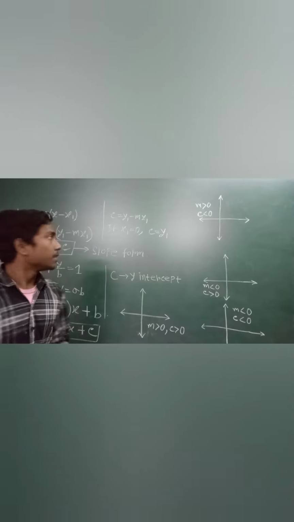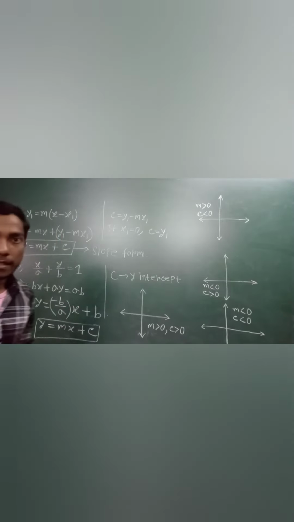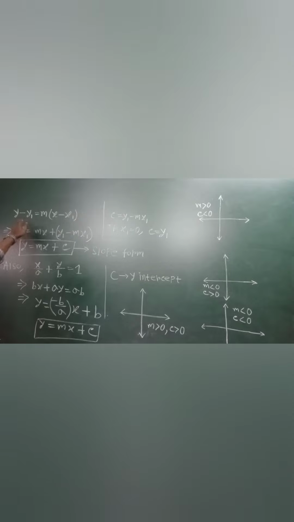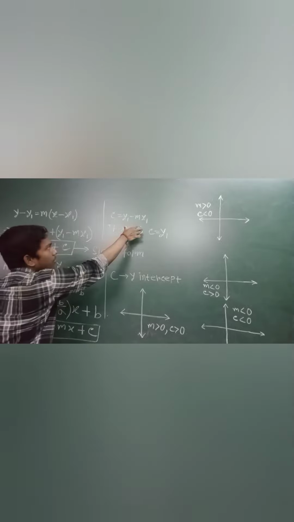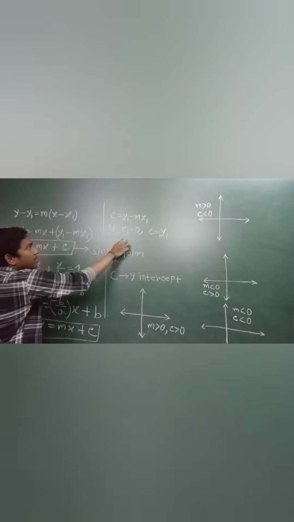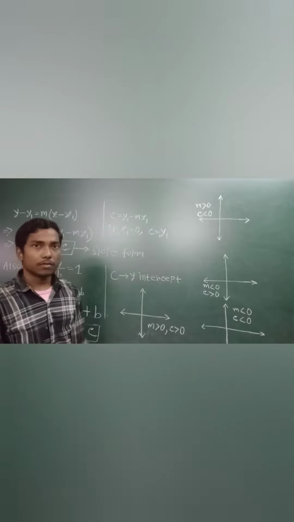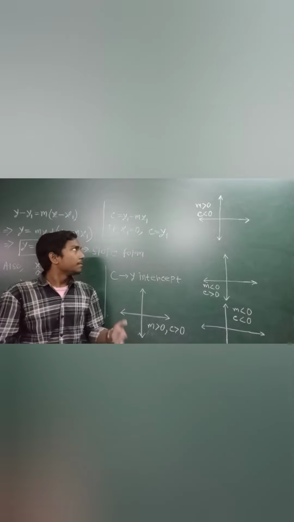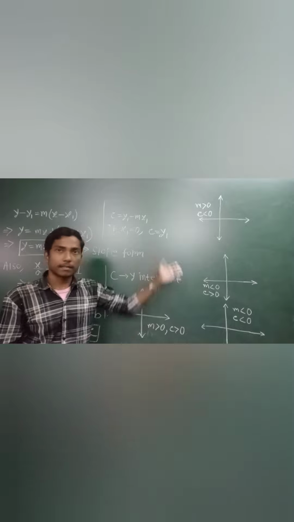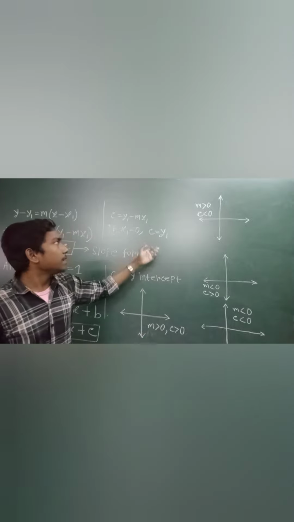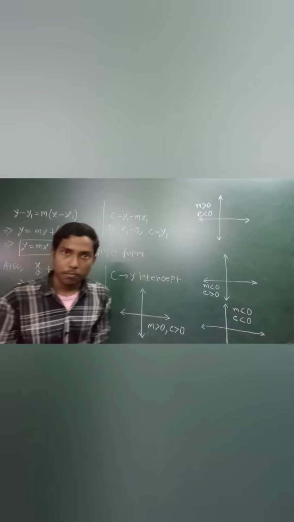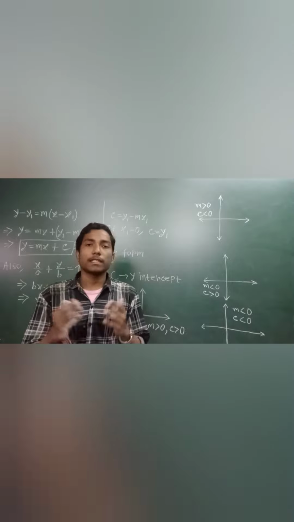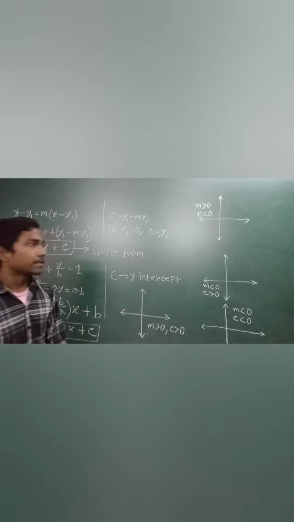Now, the next term is c. We all know the equation of a straight line passing through point (x1, y1) is given as y minus y1 is equal to m into (x minus x1). From here, if we simplify, we get y is equal to mx plus c, which is the slope form of a straight line. Now, we can say that c is equal to y1 minus mx1. If we put x1 equal to 0 in this expression, we get c equal to y1. Now, x1 equal to 0 implies that the straight line cuts the y-axis at that point. So, c is basically the y-coordinate of the point at which the straight line cuts the y-axis. Or in other words, c is the y-intercept of the straight line.